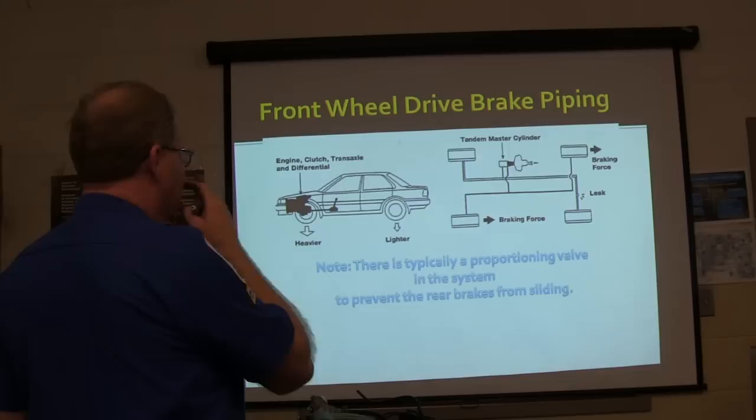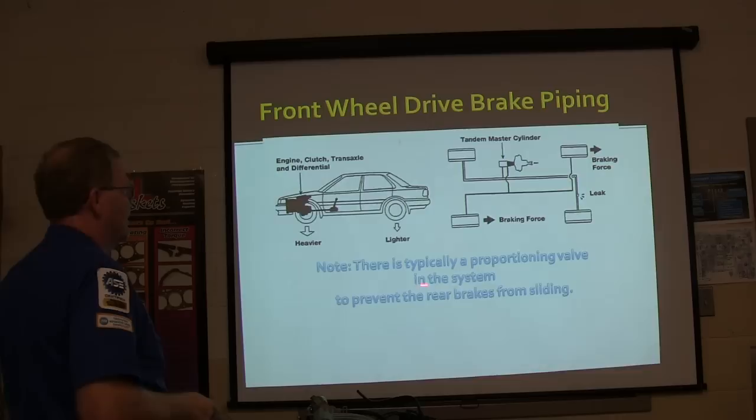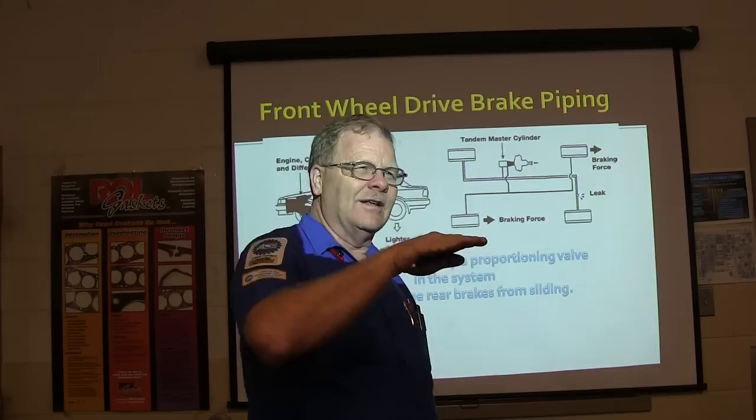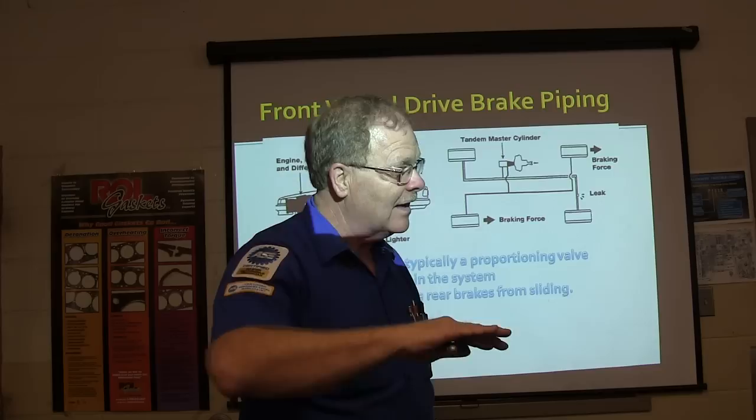Now, there's typically a proportioning valve in the system to prevent the rear brakes from sliding on most all these cars. What happens if you're going really fast around a curve in the rain or snow or something, and all of a sudden a deer runs across and you have to hit the brake? You're going to spin out, aren't you? That's not too good. And that's another reason you need the best tires on the back, too.